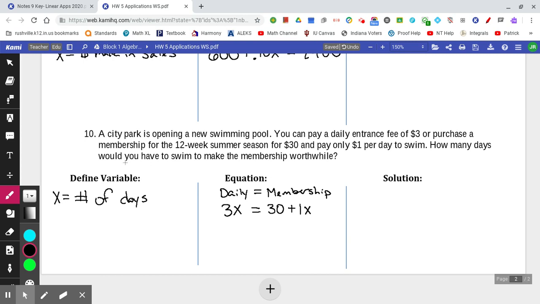But the question asks, how many days would you have to swim to make the membership worthwhile? So what you're going to need to do is figure out what x is, but then take it one day past, which is when the membership is actually going to be the cheaper option. Because if you just figure out what x is, that's when it's going to be the same amount for the daily and the membership. But if you go one past x, so whatever x plus 1 is, that's going to really answer this question.